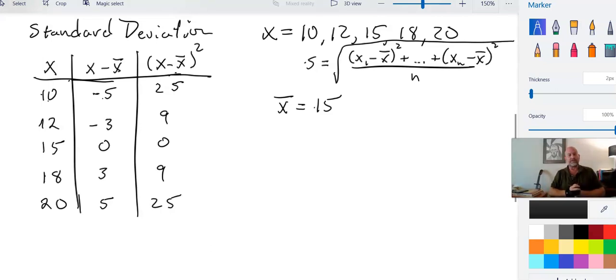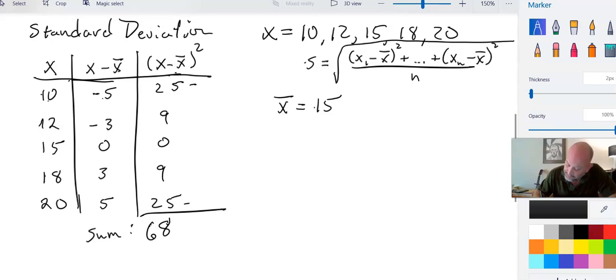Okay, so we have all the differences. We've squared all the differences, and if we look at our formula, the next thing would be to add all of them up, right? So that means we need to total these things. We need a sum. So let's add them. 25 and 25 is 50. 9 and 9 is 18. 50 plus 18 is 68. Right? So far, so good.